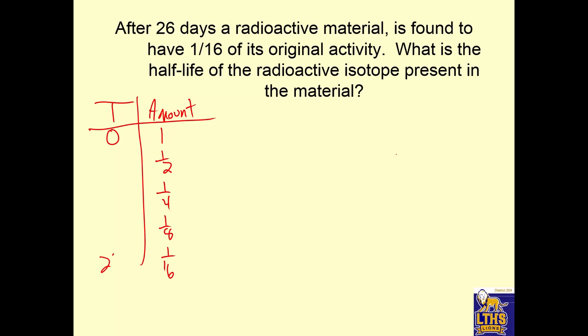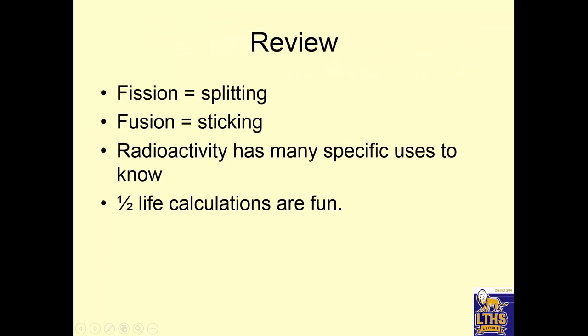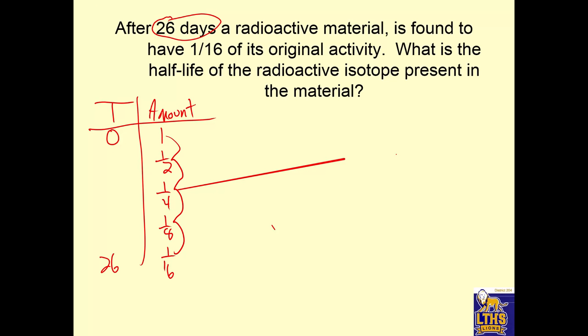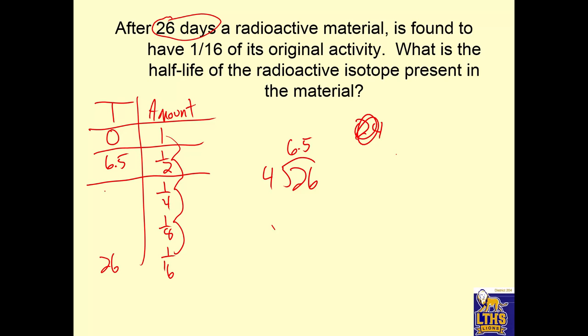So this took 26 days, right? That means I had 1, 2, 3, 4 half-lives. Whoa! I had 4 half-lives. So all I do is take 26 divided by 4, and that is 6.5. Let's see if this works. 6.5, 13, 19.5. Hey, look, 26, that worked. So that was glorious.